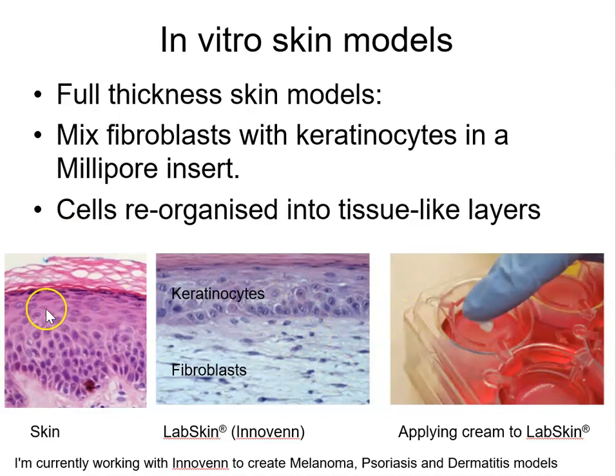So what we can now do is, by isolating keratinocytes and fibroblasts, usually from donated skin, from excess skin from surgery, patients will allow that excess skin to be used by a tissue bank who can isolate the cells and then post them down to us. We can then create an artificial skin model, and then we can perform experiments and set up models of human disease. So we're currently working on models of melanoma, models of psoriasis, and models of dermatitis.